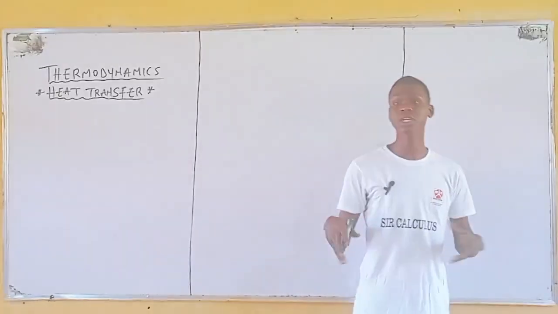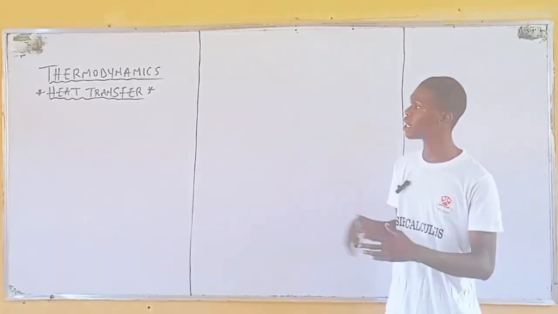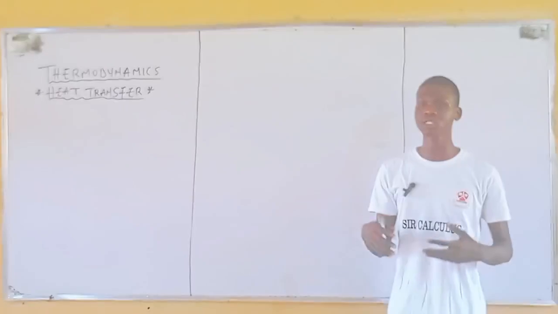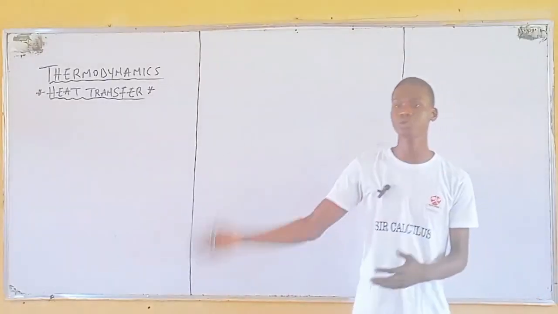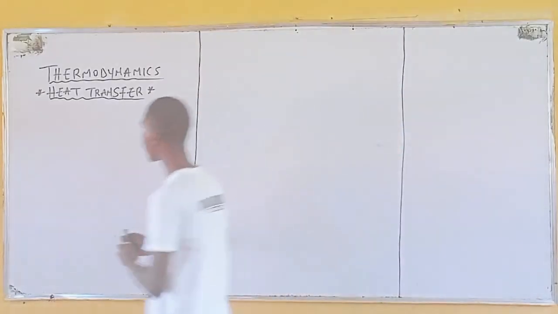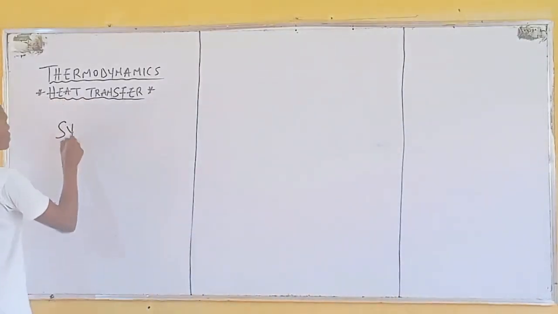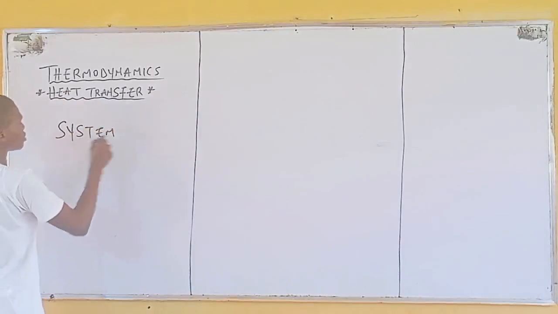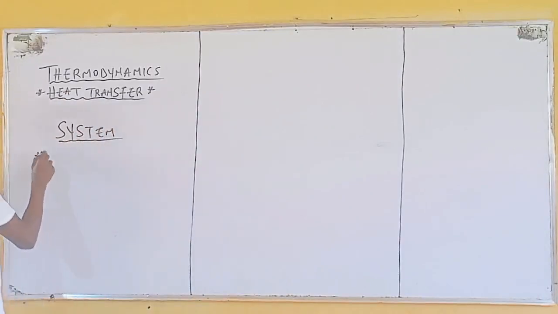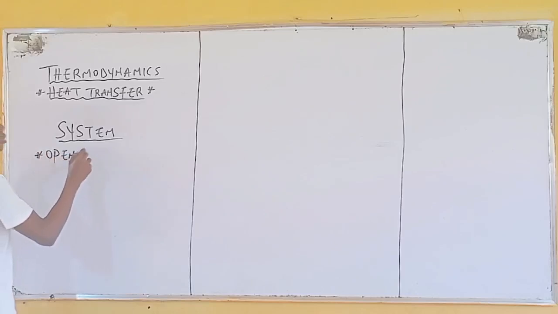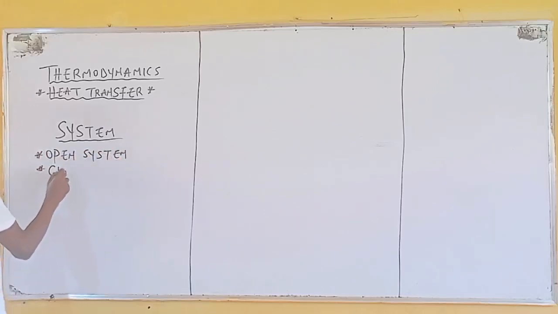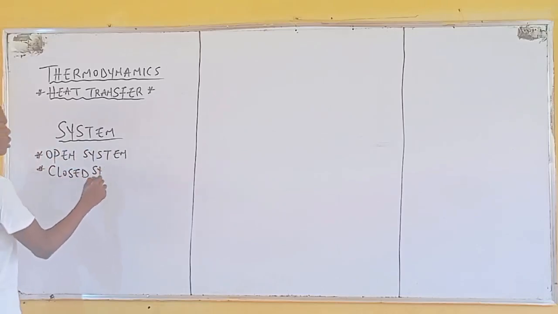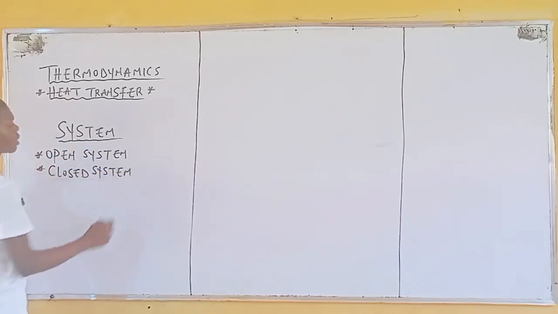mean, right? Bringing it back to what we know, when we started thermodynamics as a course, we discussed all the terminologies to be used, which are the open system and closed system. We said we have system. The two types of system here are open system and closed system.